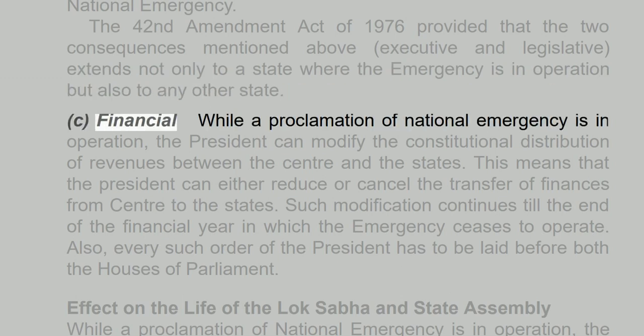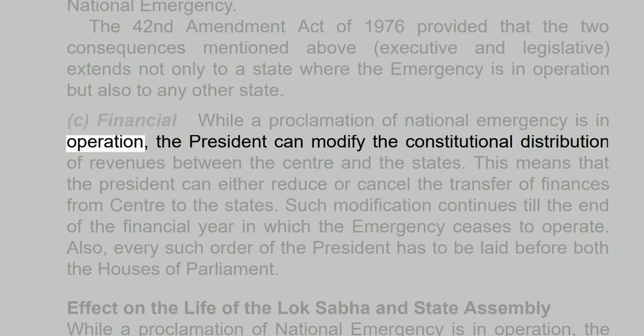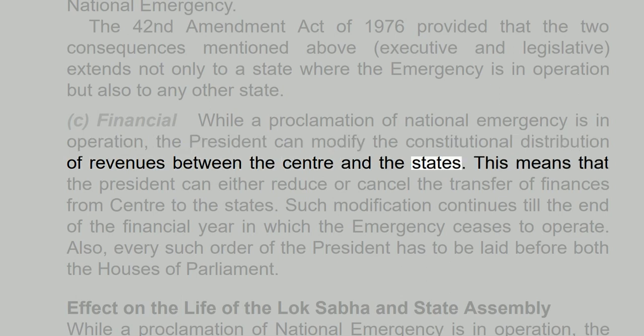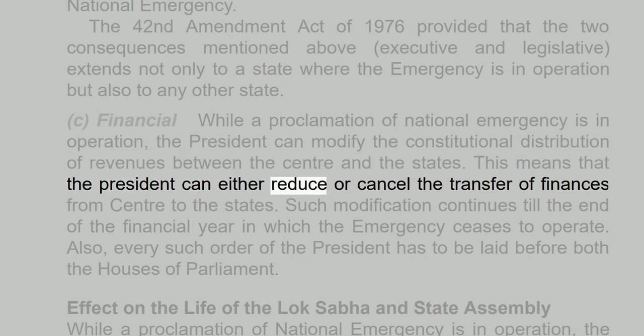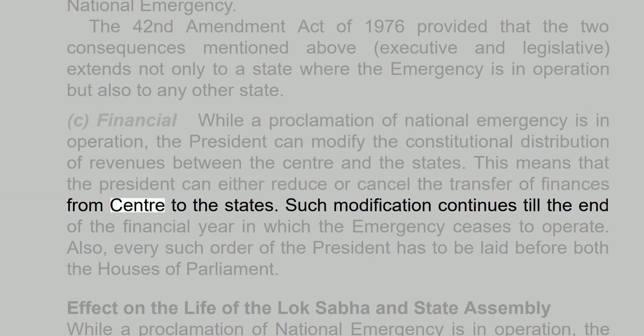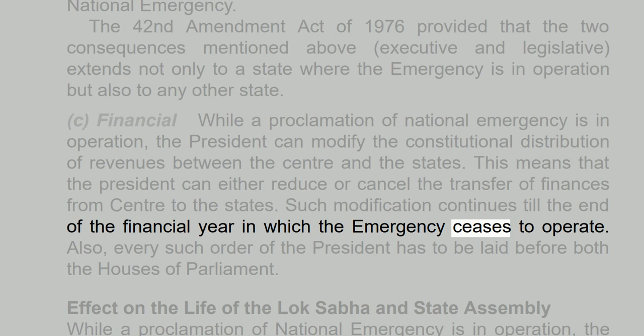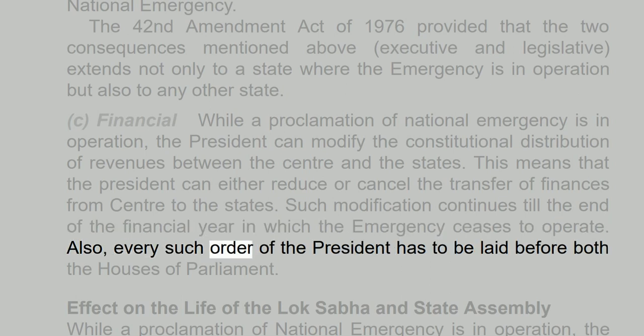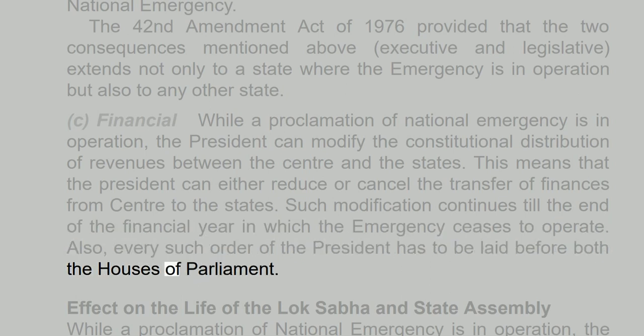C. Financial. While a proclamation of national emergency is in operation, the President can modify the constitutional distribution of revenues between the centre and the states. This means that the President can either reduce or cancel the transfer of finances from centre to the states. Such modification continues till the end of the financial year in which the emergency ceases to operate. Also, every such order of the President has to be laid before both the Houses of Parliament.